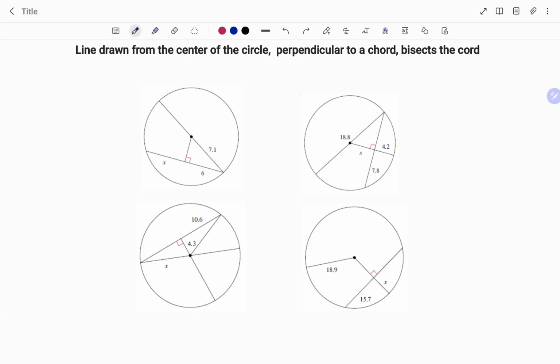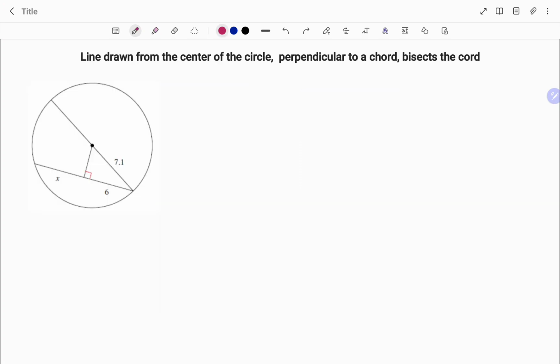In the first example, I have a circle. The black dot is the center of the circle. The theorem states that the line drawn from the center of the circle perpendicular to a chord bisects the chord, that is, divides the chord into two equal parts. So for example, if I have a circle with center O and I have a chord, if I draw a line from the center of the circle and it's perpendicular to the chord, then the line on my left and on my right are equal, that is, the perpendicular line bisects the chord.